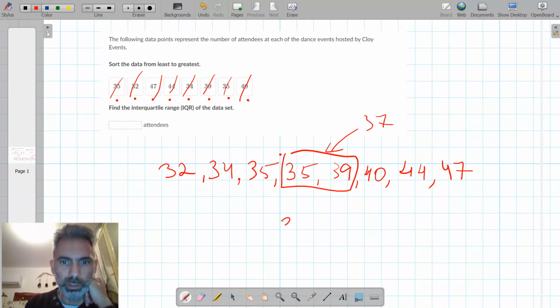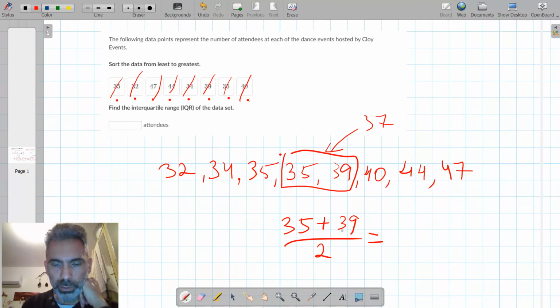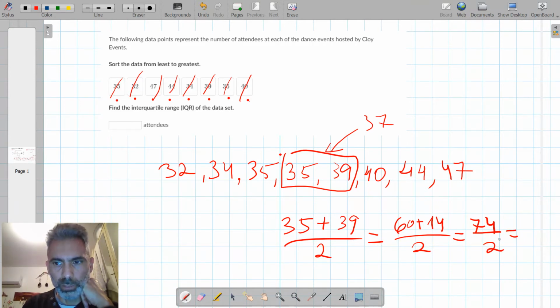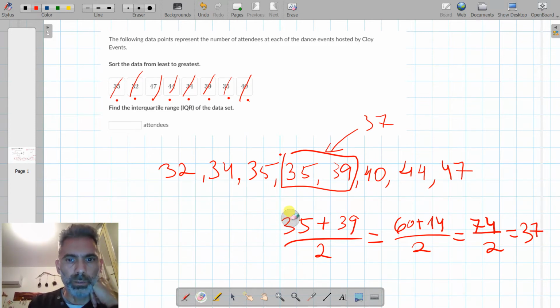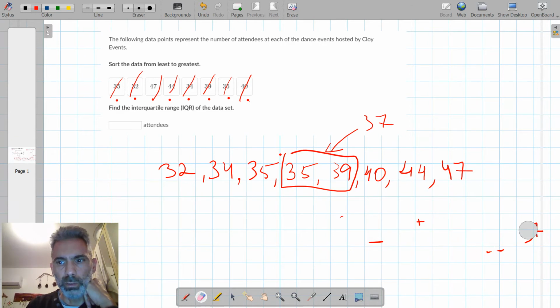We can calculate this. 35 plus 39 divided by 2. 30 plus 30 is 60. 9 plus 5 is 14, so 60 plus 14 over 2 is 74 over 2, which is 70 divided by 2 is 35. 4 divided by 2 is 2, so it's 37. Yes. Okay, so the median is 37.